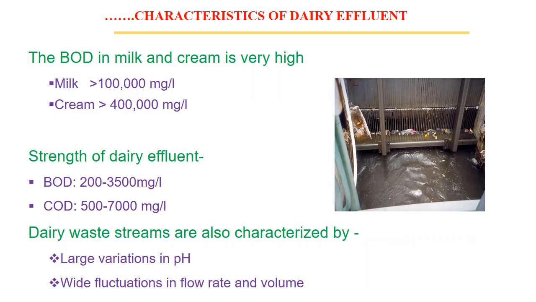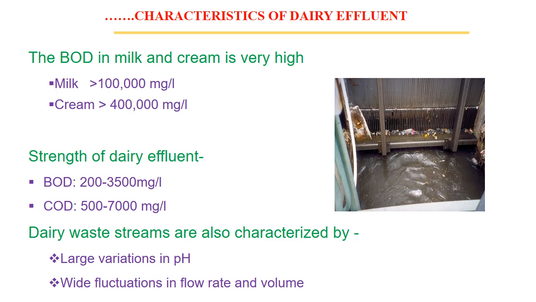In continuation of characteristics of dairy effluent, the BOD in milk and cream is very high. If we see the BOD of pure milk or pure cream, in case of milk it is about 1 lakh mg per liter, or ppm. Similarly, for cream it is more than 4 lakh mg per liter or 4 lakh ppm. In case of dairy plant effluent, I have already told previously, the BOD ranges 200 to 3500 mg per liter or ppm, and COD 500 to 7000 mg per liter or ppm.